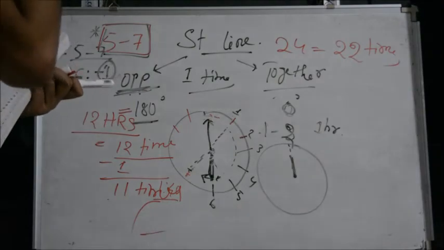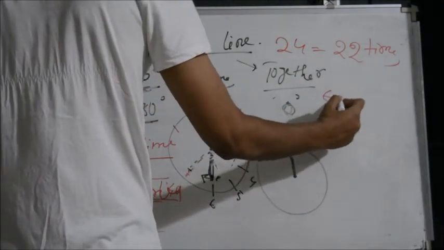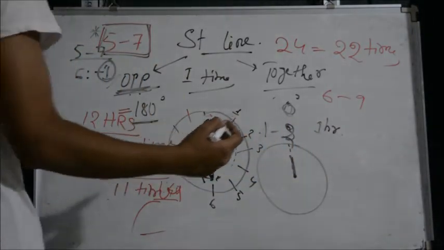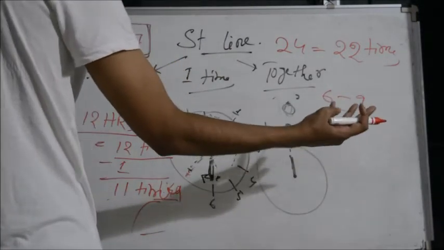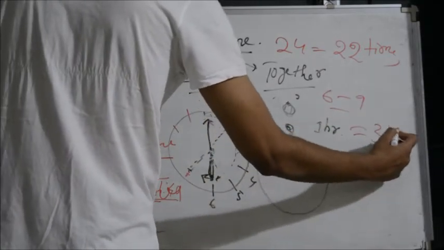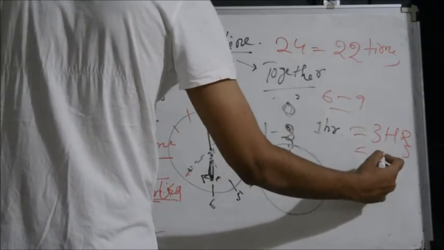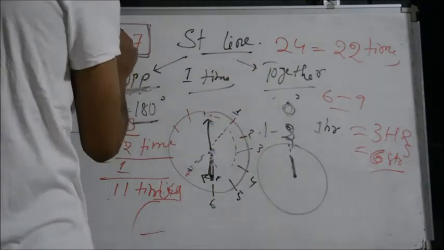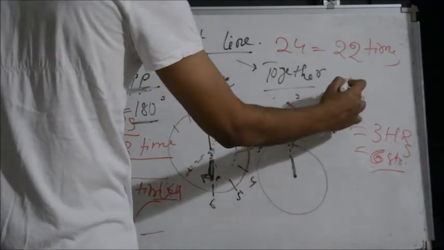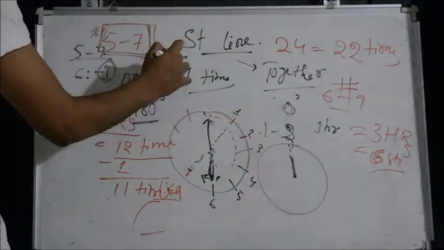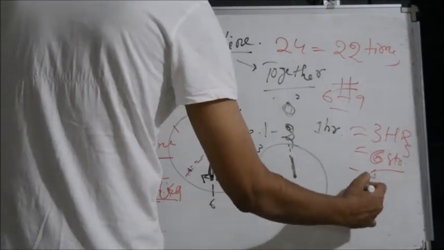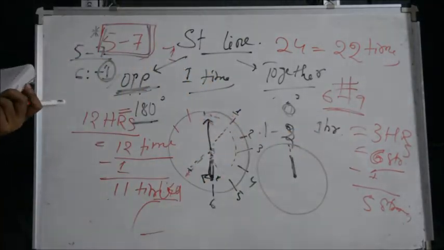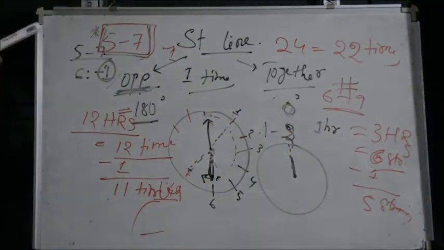So, if a question is asked from 6 o'clock to 9 o'clock, how many straight angles are there? How many hours? 6 to 9, 7, 8, 9. We have 3 hours. So, we should get 3 into 6, 6 straight angles. But because 5 and 7 is between this here, we will get only one time of straight angle in 2 hours. So, we will minus 1, which will be 5 straight angles between 6 o'clock to 9 o'clock. So, in this way we will solve the problems.